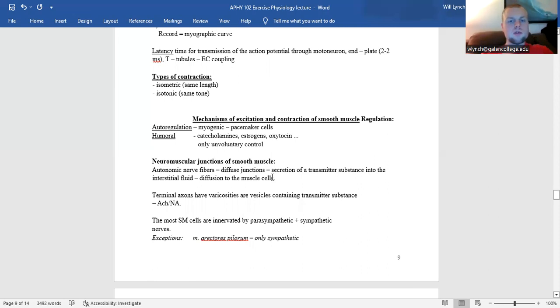Neuromuscular junctions at the smooth muscle are going to be slightly different. Right? We have a secretion of transmitter substance into the interstitial fluid and diffusing that into the muscle cells. So our terminal axons actually have what are known as varicosities containing neurotransmitter. Most smooth muscle cells are going to be innervated by both parasympathetic and sympathetic nerves.